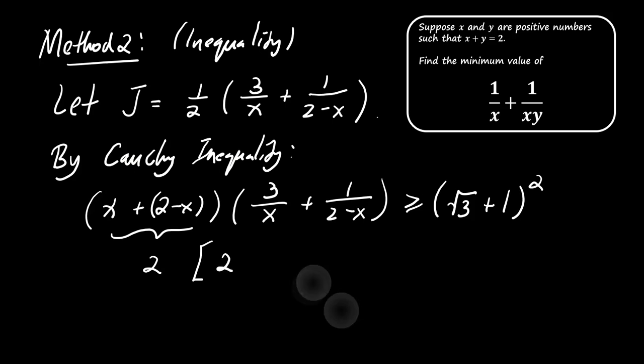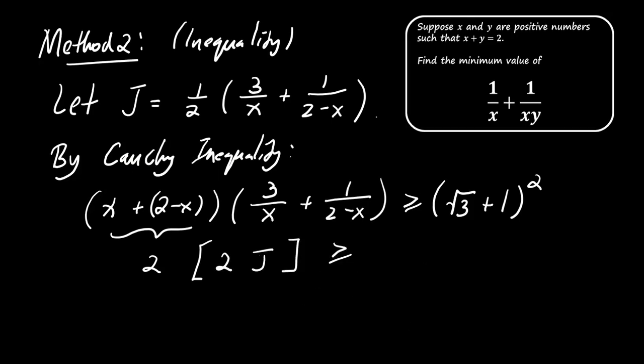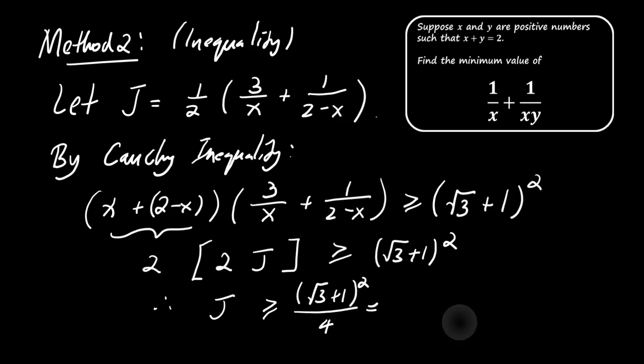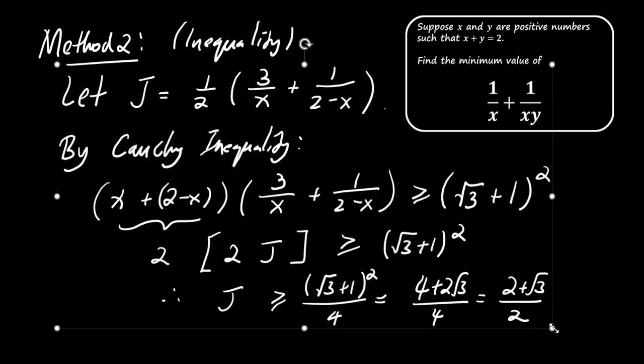Simplifying this, we get 2 times 2 times j is greater than or equal to the square of the square root of 3 plus 1. This gives us j is greater than or equal to the square of the square root of 3 plus 1 divided by 4. Simplifying this results in j is greater than or equal to 2 plus the square root of 3 divided by 2.